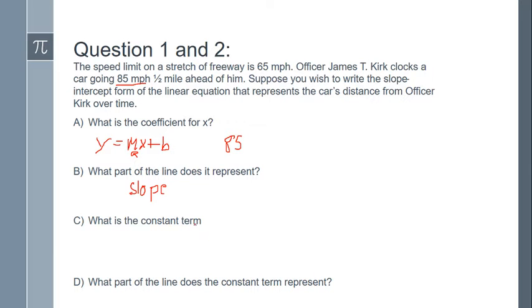What is the constant term? When we're dealing with y equals mx plus b, the b, the number at the end, is the constant term. In the context of a word problem, it usually represents the initial or starting value of something. In this case, the car is 1/2 mile ahead of Officer Kirk, so the constant term here is going to be 1/2. And what part of the line does that represent? Well, it represents the y-intercept.